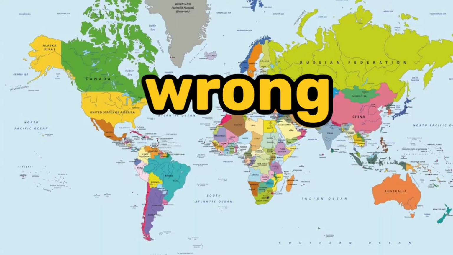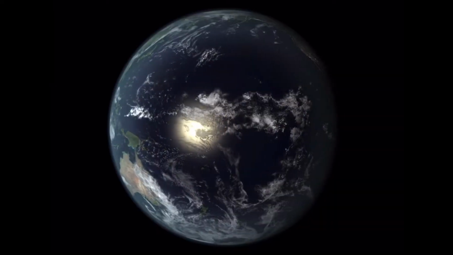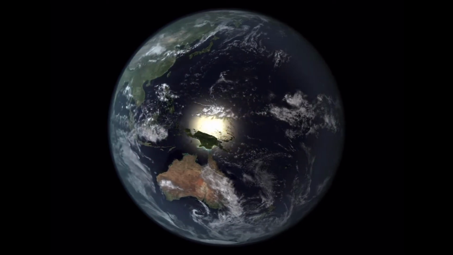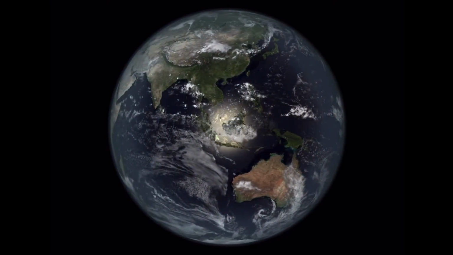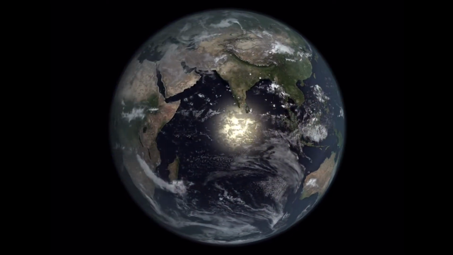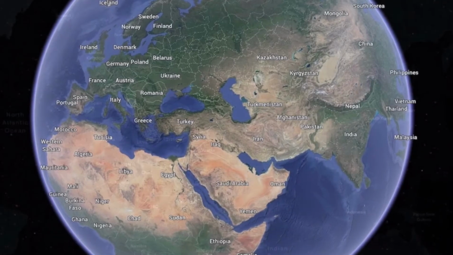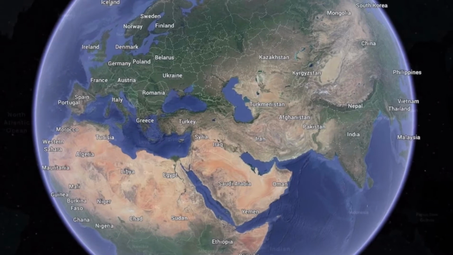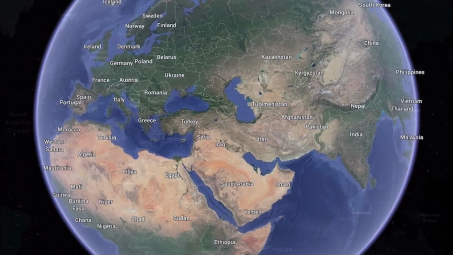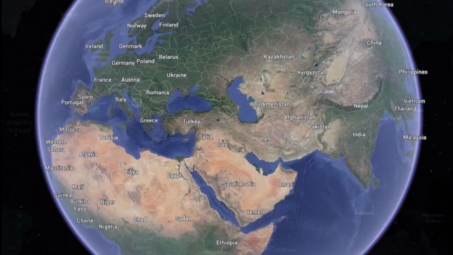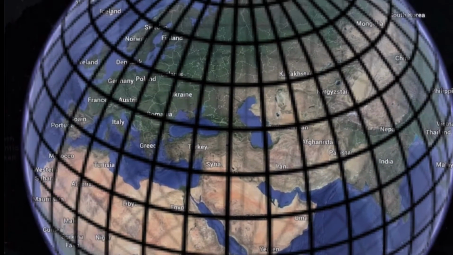All maps are wrong. Let me explain. Because the Earth is round, it is impossible to show all the countries on a flat map. This is a photo taken from Google Earth, which 100% correctly depicts the Earth, simply because Google Earth shows you the world on a globe, on a round surface.